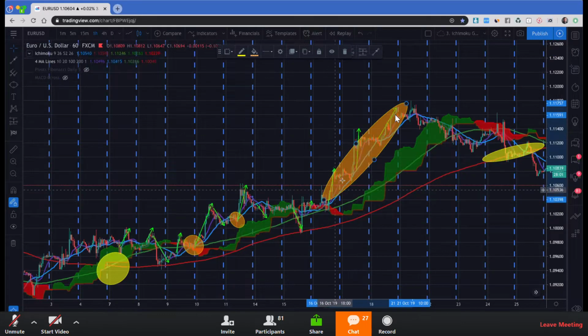You want to see your 10 and 20 crossing. You want to see a green cloud and you want to see your green line above your red line. This is the pair that you're looking for. Now, the cool part is that when you have 28 pairs that you can trade, there's always a couple of them trending. Now, again, November has been really hard, a very flat market. But when the markets are trending, you can very easily make money with this strategy.